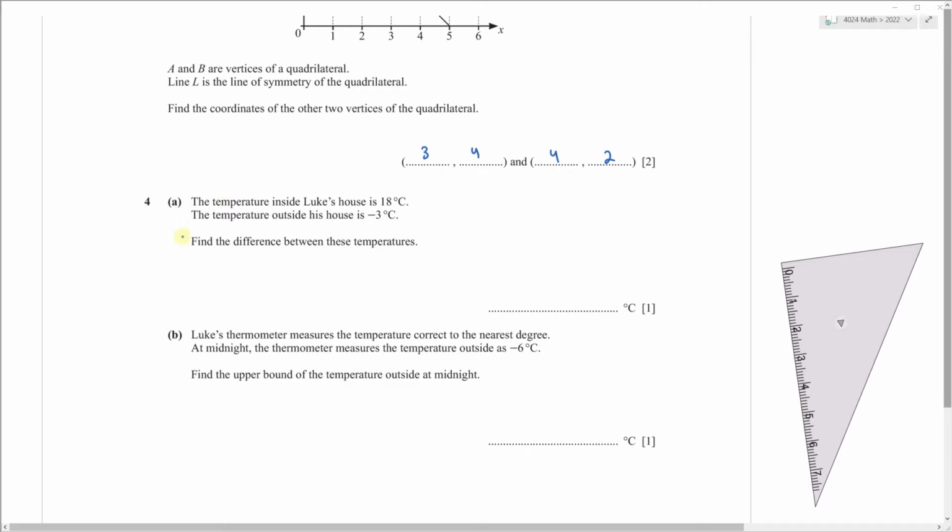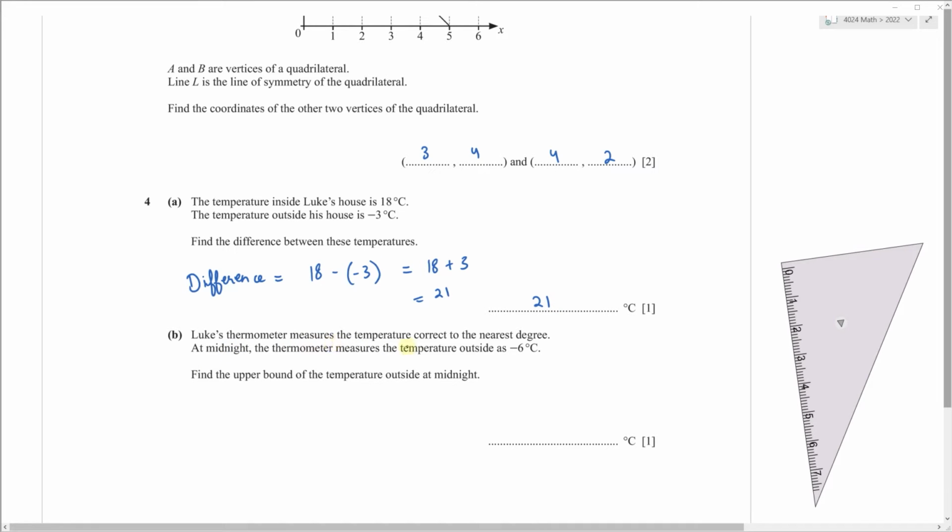Question number 4, part A. The temperature inside Luke's house is 18, outside his house is -3. Find the difference. So the difference will be the larger value minus the smaller value. Larger is 18 minus the smaller value, -3. Minus and minus will become positive. So 18 plus 3, 21.